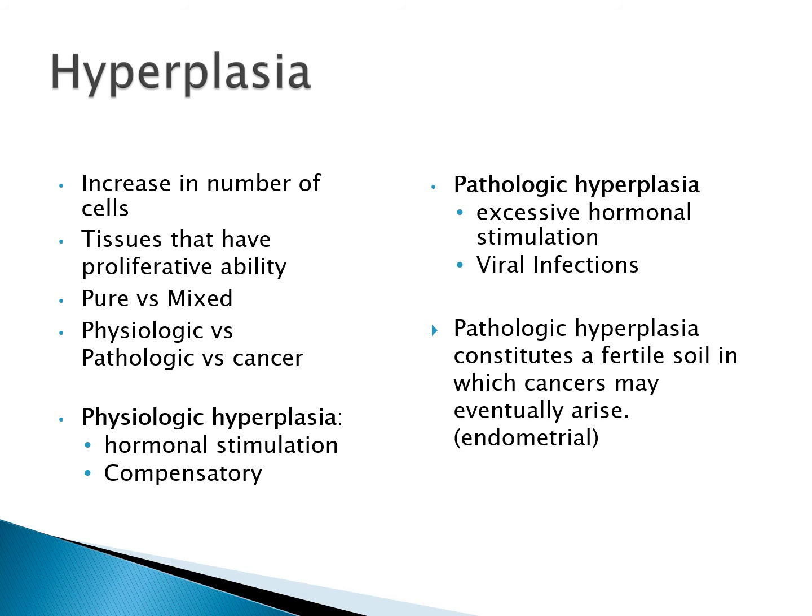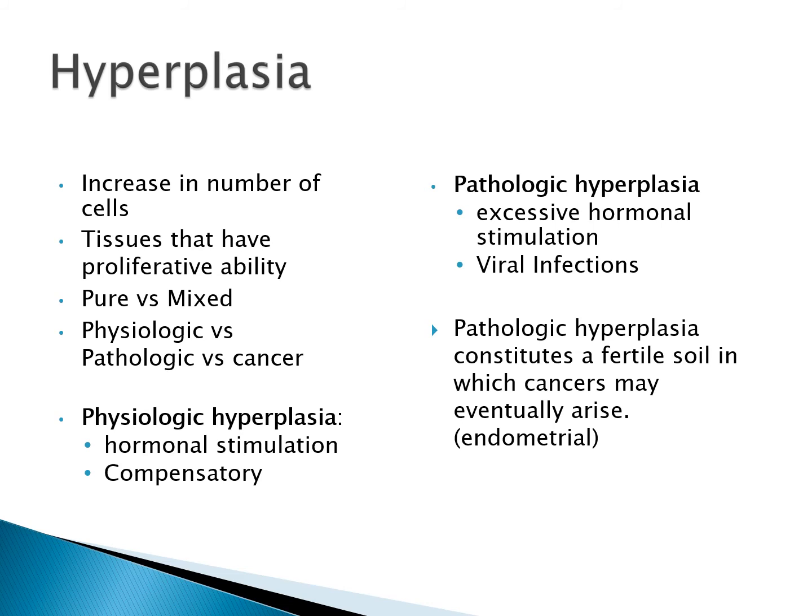It can be divided into physiologic forms and pathologic forms, like all adaptive mechanisms. The physiologic hyperplasia can be due to hormonal stimulation or compensatory hyperplasia. We will give examples in the next slides. And pathologic hyperplasia can be due to excessive hormonal stimulation or due to viral infections.